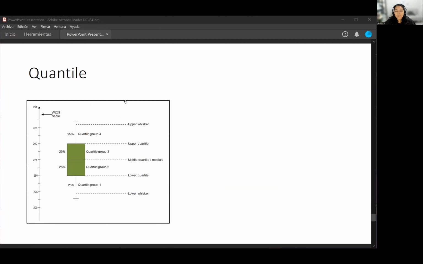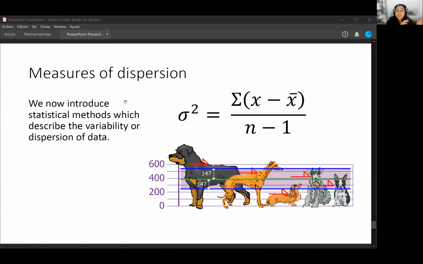Then another important element of the descriptive analysis is the measures of dispersion. What is that? The measures of dispersion represent the variability of each one of our values considering the mean. For example, in this case, the green line is the mean, the average of these dogs' heights. This one is very tall, this is somewhat tall, and these 3 are small.